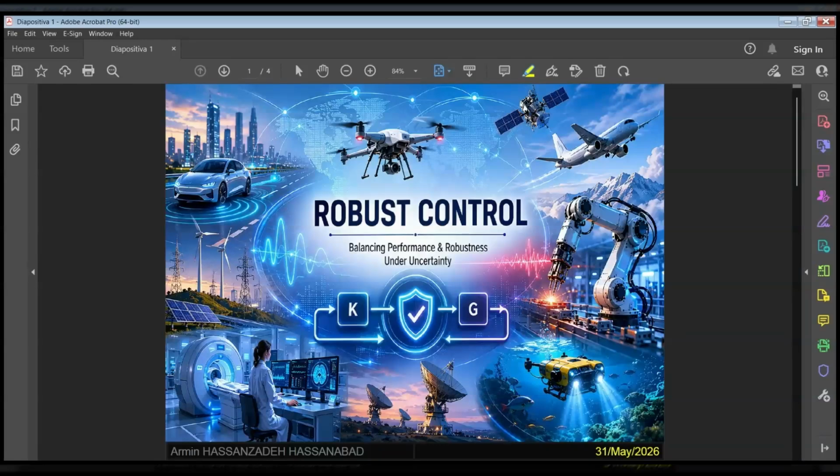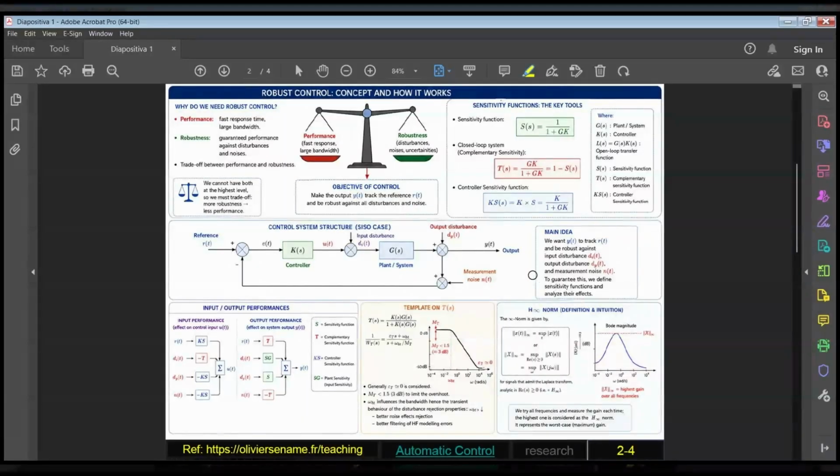Today I would like to talk about robust control, one of the most important concepts in modern control engineering. Robust control is widely used in applications such as autonomous vehicles, aircraft systems, robotics, medical devices, and industrial processes. So, robust control and the main concept. So, what is robust control and why do we need it?